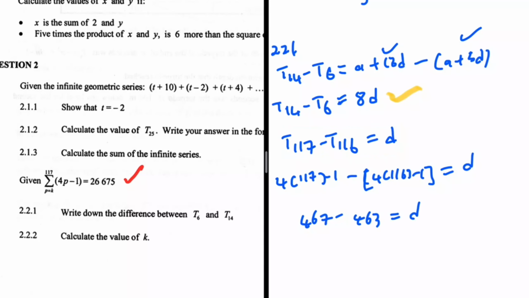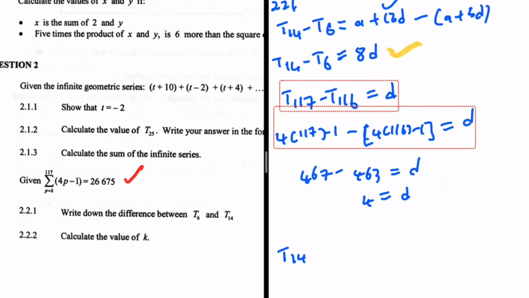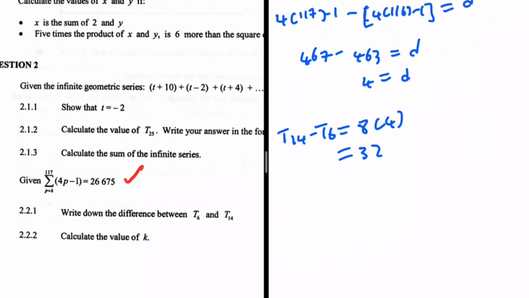So what's the difference there? The difference is 4. So D is equal to 4. So now T14 minus T6 will be equal to 8 multiplied by 4. 8, 16, 32. There we go. 2.2.1.